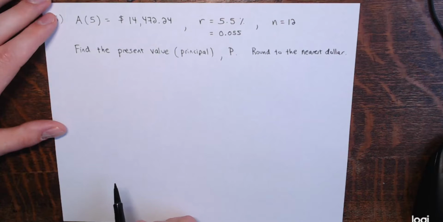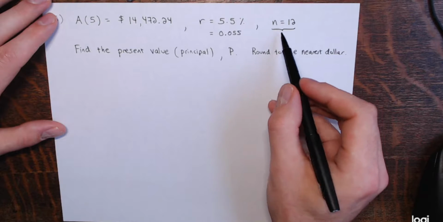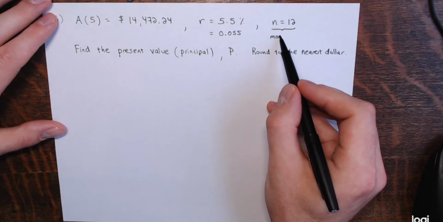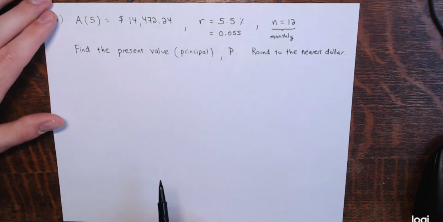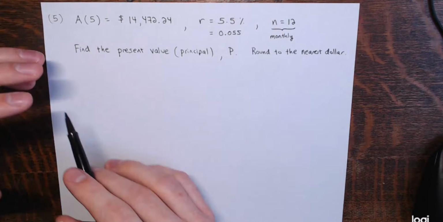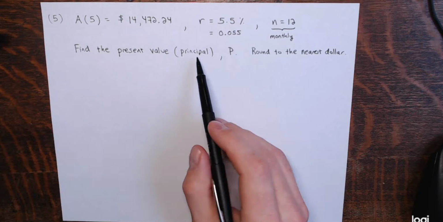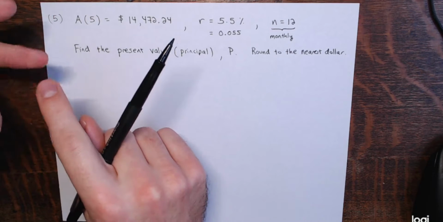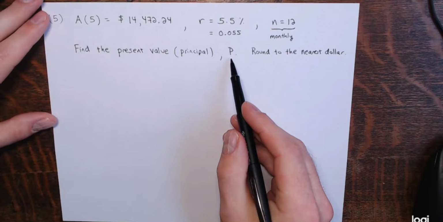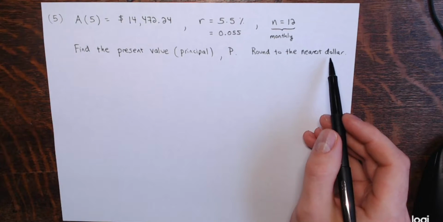0.055 is what I'm going to use. And then once again, n is 12, meaning that interest was being compounded monthly. All right, 12 times a year. So I know everything but the original amount, the initial amount, the principal, or the present value. Right? All three of those mean the same thing: initial amount, principal, present value, P. And we're asked to round to the nearest dollar, right? Not the nearest cent this time.